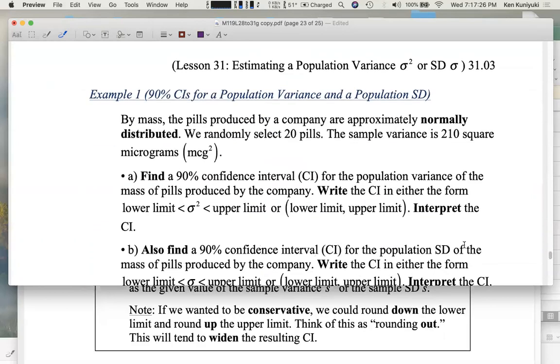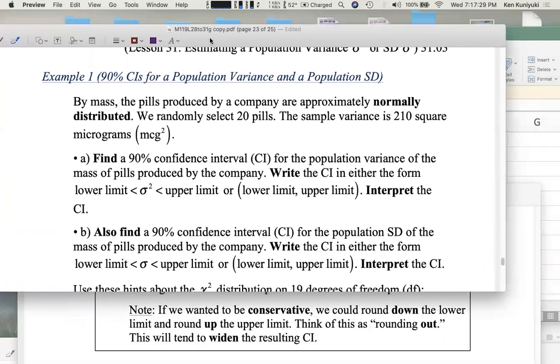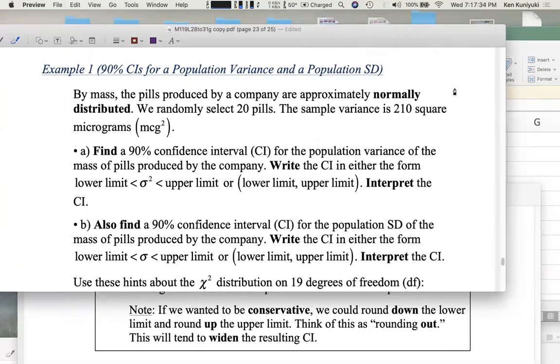Let's do an example. A 90% confidence interval for a population variance and a population standard deviation. So why would we want to do something like this? Let's say that we have a company that produces pills, hopefully legal pills. And let's say that these pills are supposed to be so many milligrams, like 500 milligrams or whatever. Now, if you have pills in a bottle, aren't you going to be worried if one pill looks like that and another pill looks like that? You might be kind of worried, right? Your pills should be fairly consistent because you want consistency, right?